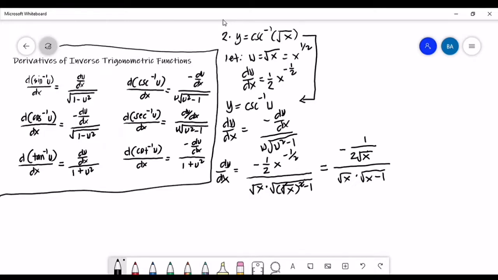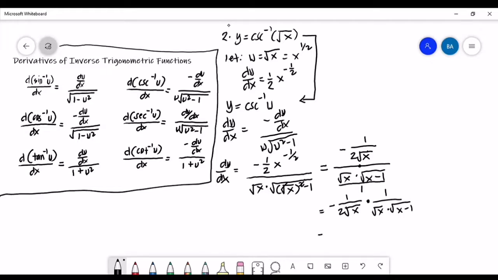So next step, we try to simplify this one. We have negative 1 over 2 times the square root of x. Since here we also have a divisor, if we invert the division into multiplication, we need to multiply it by the reciprocal of the denominator. So instead of square root of x times square root of x minus 1 over 1, we invert this into 1 over the square root of x times the square root of x minus 1.